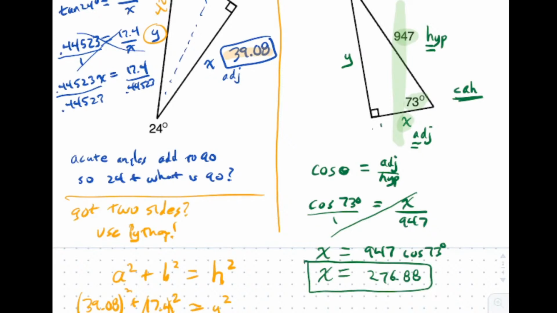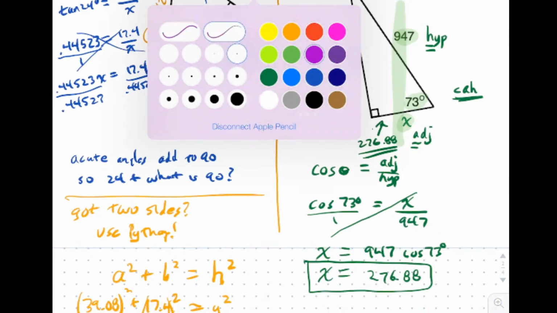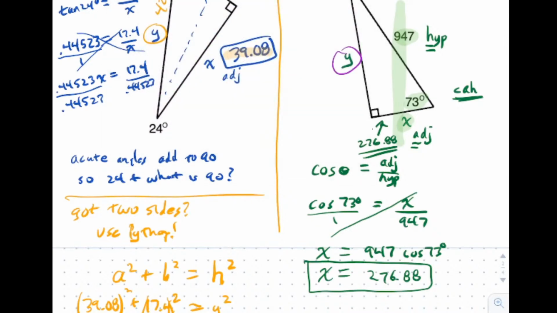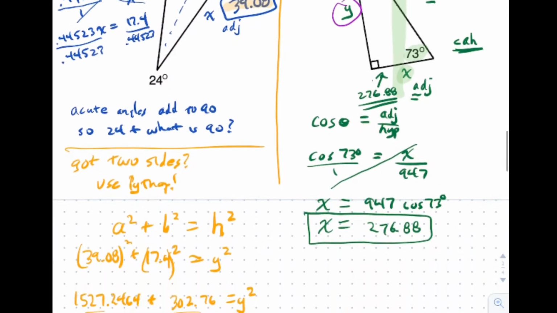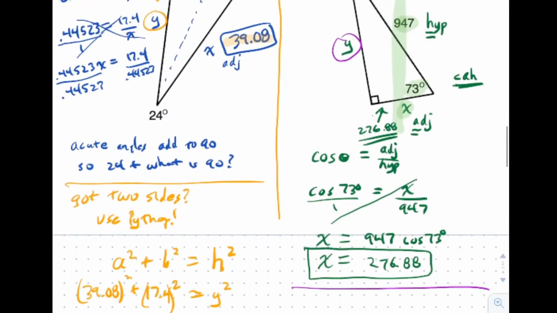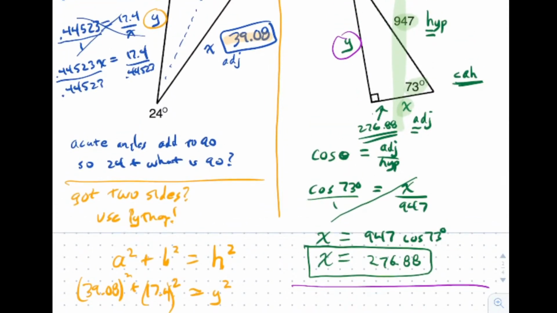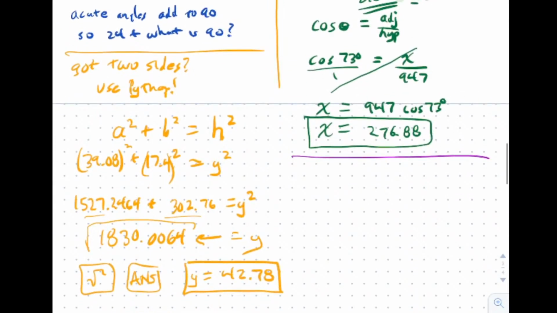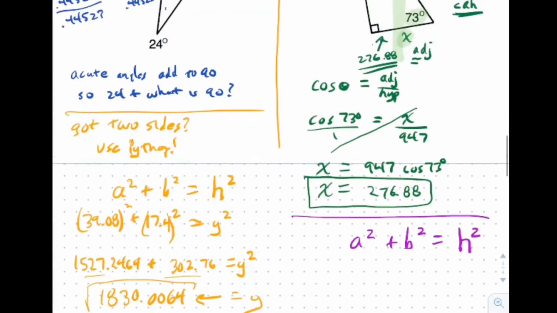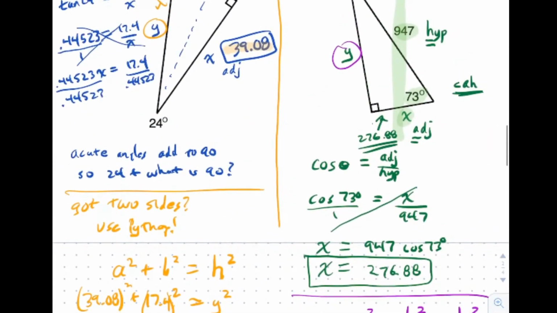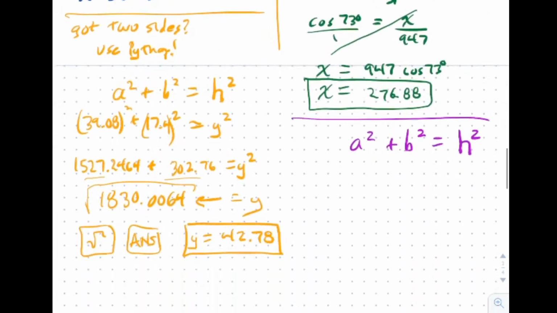That's this side. 276.88. Now, how are we going to get this side, the y? You could do SOH-CAH-TOA again if you really want to. I think it's quicker to do a quick Pythag. Remember, as soon as you have two sides, you're ready for Pythag action. So write down Pythag: a squared plus b squared equals hypotenuse squared. And the hypotenuse is right there. It's the 947. So that's what's going to go over here.